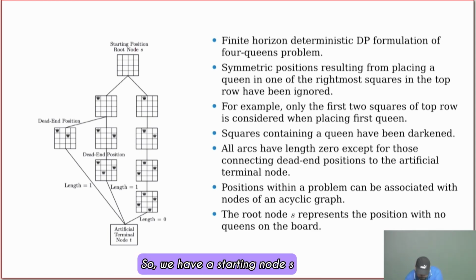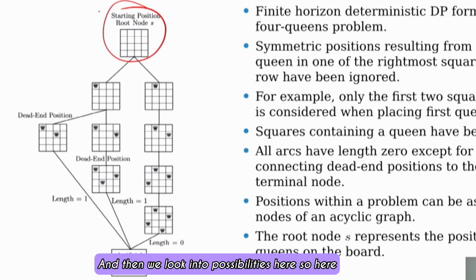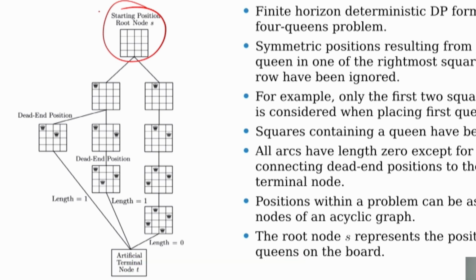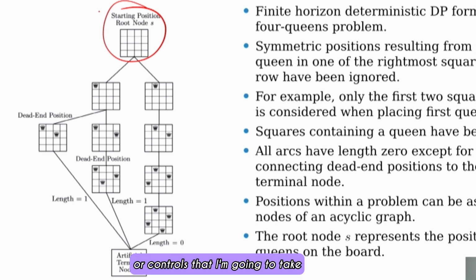So we have a starting node S, and then we look into possibilities here. Our initial configuration is that there are no queens, so that's our starting state, and then we ask what are the possible actions or decisions or controls that I'm going to take.